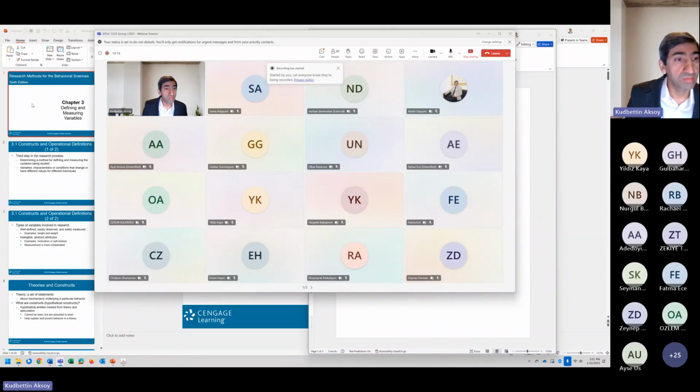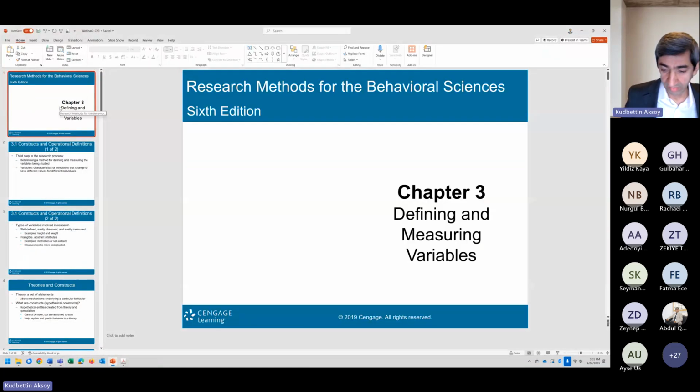Today we will review the measurement aspect of research design. I will cover chapter 3 and talk about a sample article to demonstrate. Finally, I will attempt to explain the discussion 3 assignment below. So let's get started.